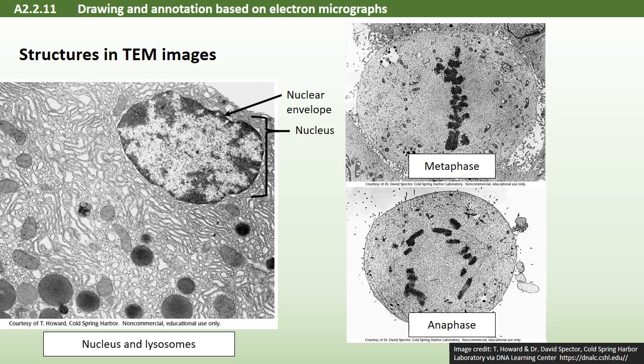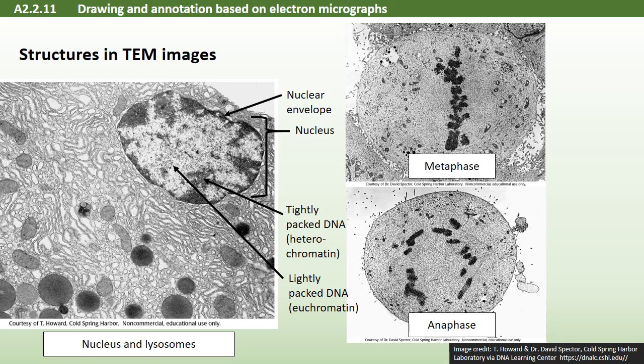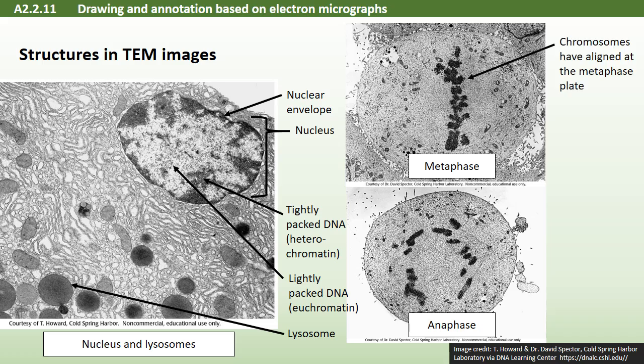To the left, a nucleus and lysosomes. And the nucleus is surrounded by the nuclear envelope. Inside, there's tightly packed DNA, heterochromatin, and lightly packed DNA, euchromatin. The genes that are expressed are generally in euchromatin, and the genes that are sort of stacked away, not expressed, are in heterochromatin. And there's a lysosome. There are several of them in this micrograph.